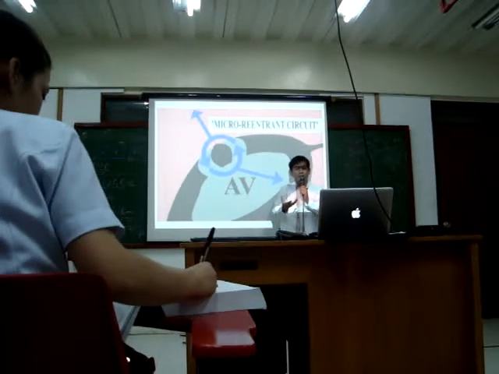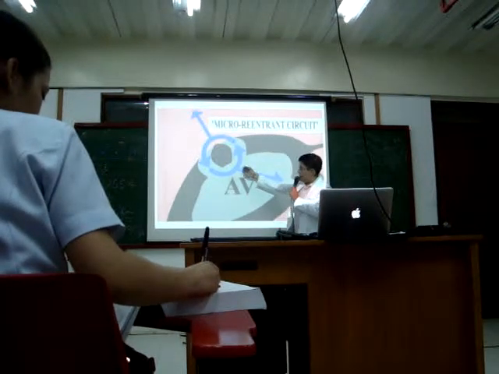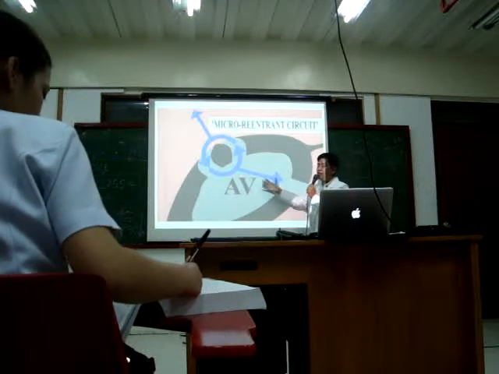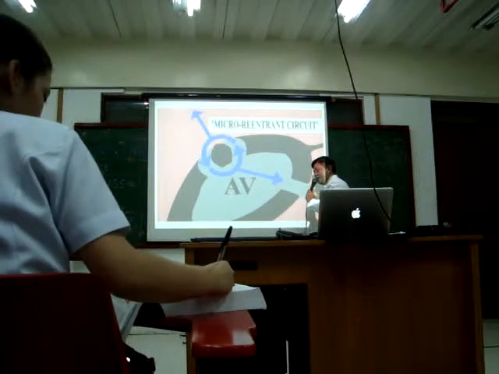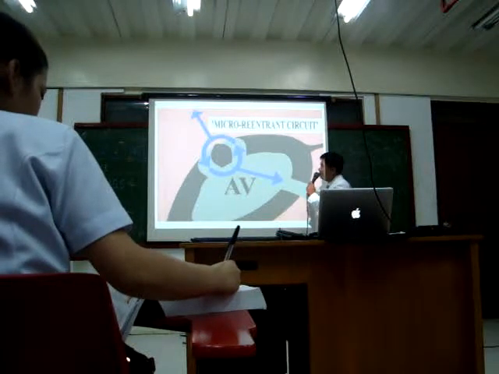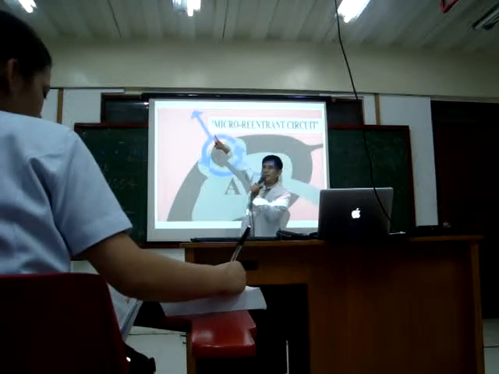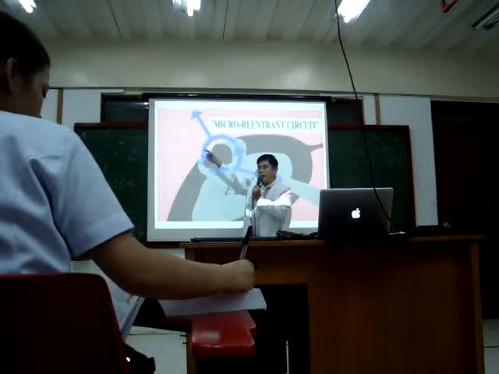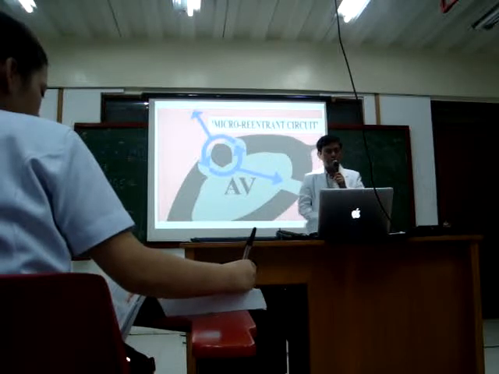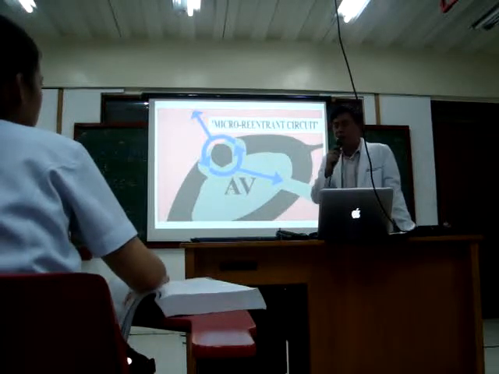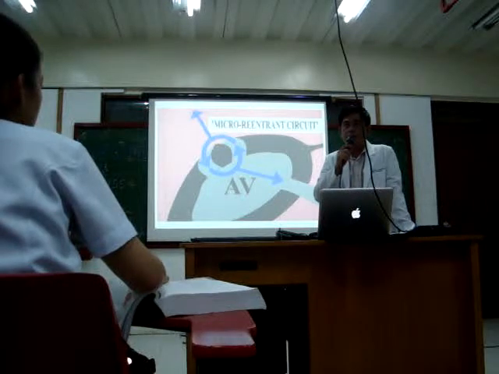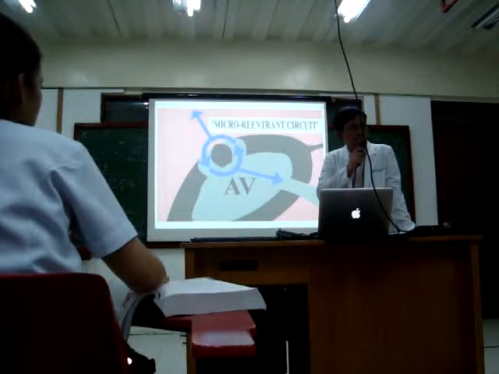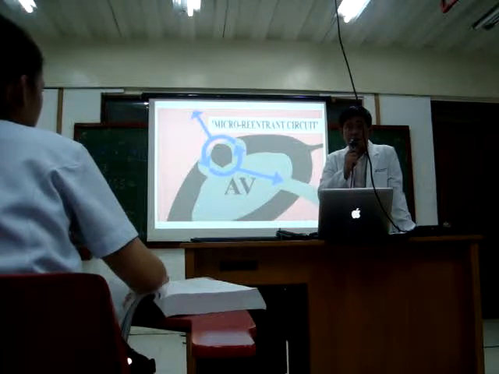And another thing about this microcircuit is it keeps giving depolarization to this area, the ventricles. At the same time, it can also send depolarization signals upward to the atria. What did I tell you about the AV node, the SA node, and the bundle of His? Who becomes the pacemaker? The SA node, because the SA node is faster.